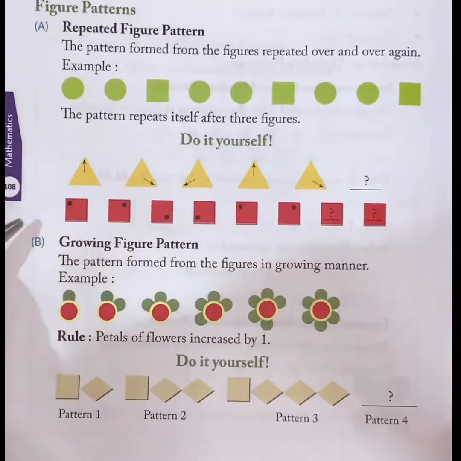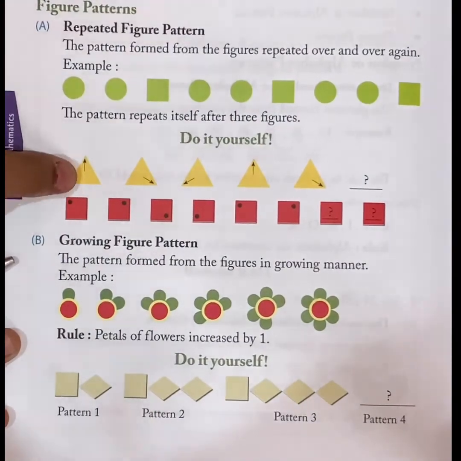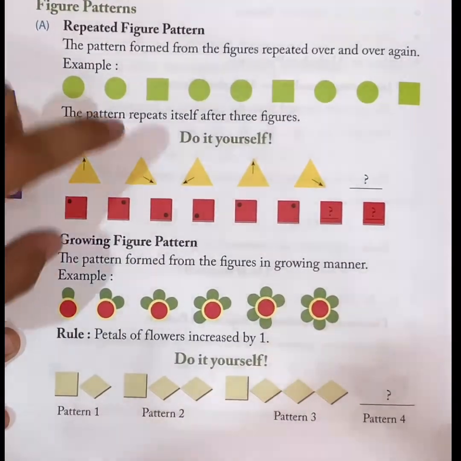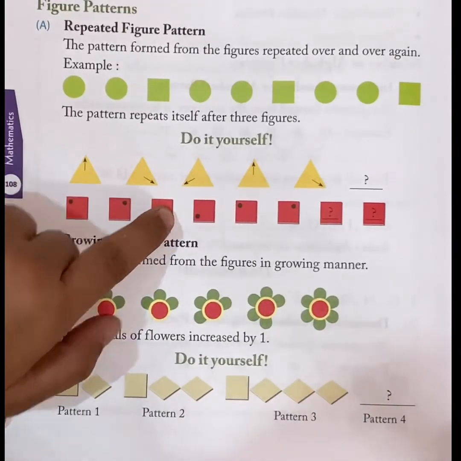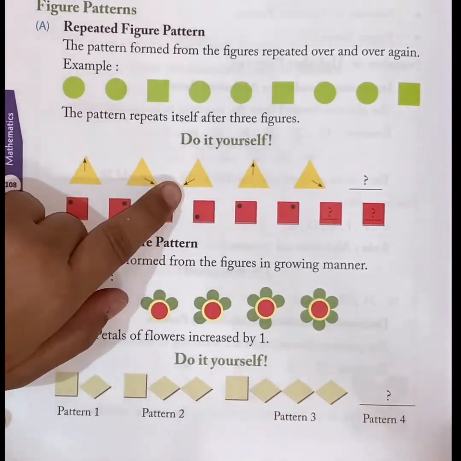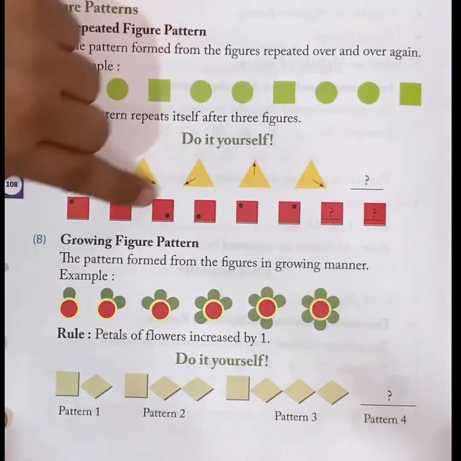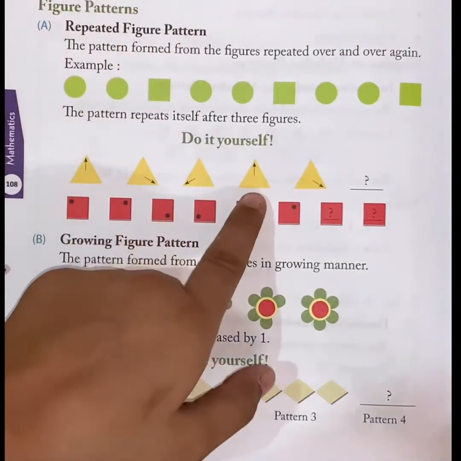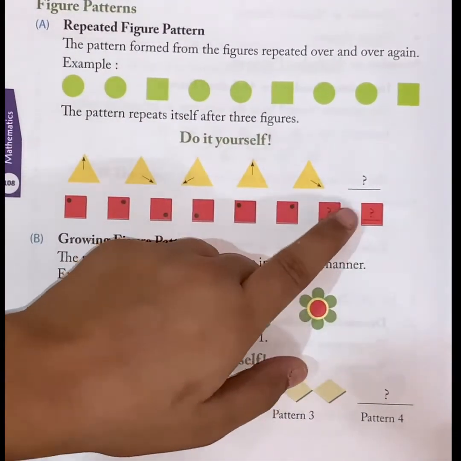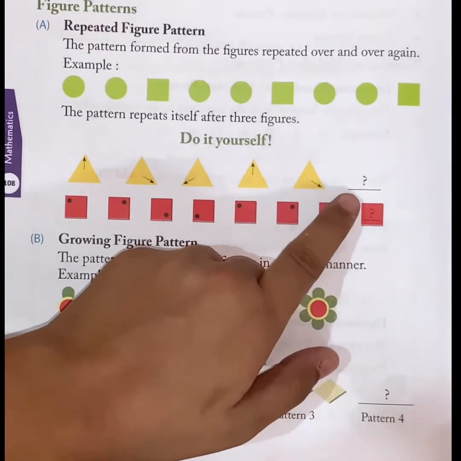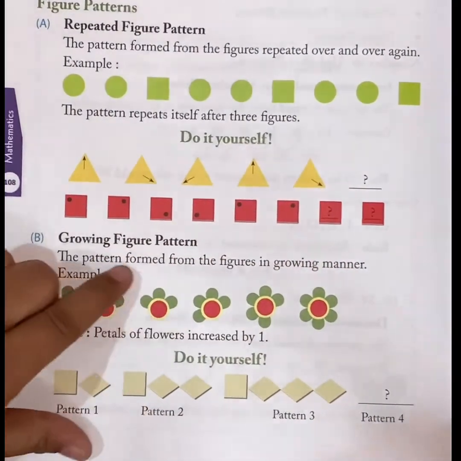Okay, let's take one more example. You can see here one triangle and the arrow is upward, then second triangle and the arrow is on the right-hand side, and then again one triangle and the arrow is on the left-hand side, then again upward, right side, and now what will come? Yes, the triangle will come in which the arrow will be on the left-hand side.